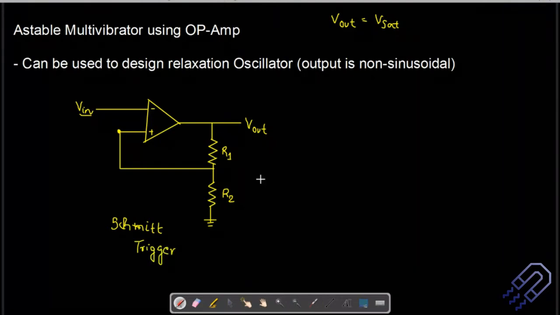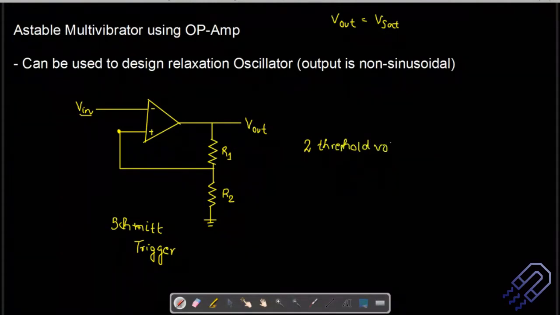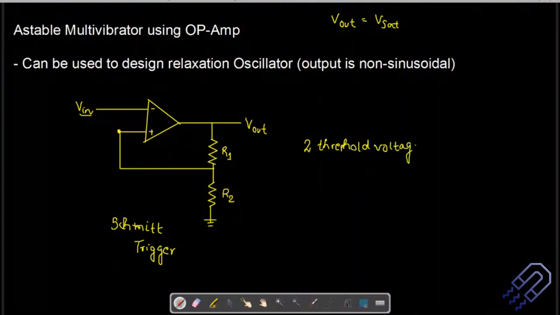Schmitt trigger. Okay, so that's Schmitt trigger. Here, if we are considering a Schmitt trigger, it has two threshold voltages. So we all know what a threshold voltage is. That's the limit; it doesn't go beyond that.